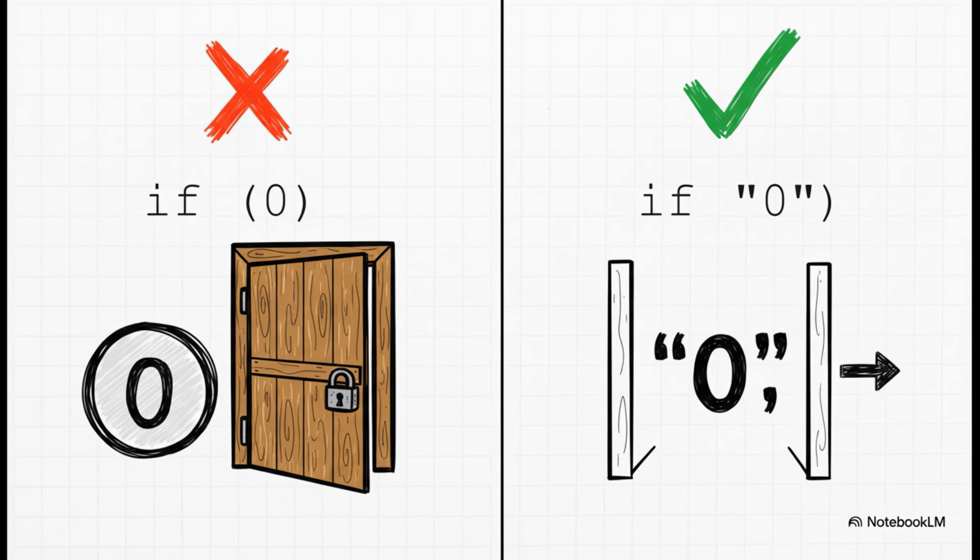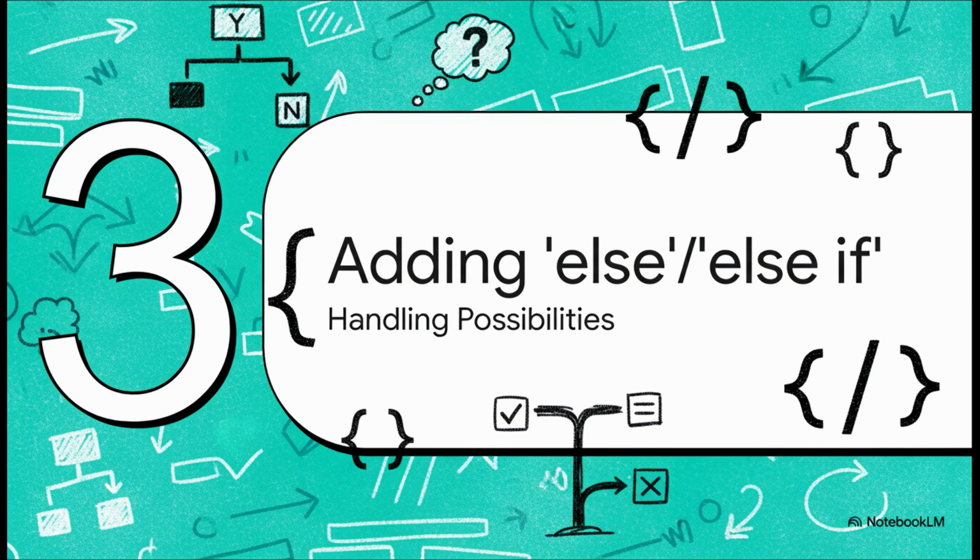So here's the bottom line, and this is a classic gotcha for new developers. If you write if (0), that code is never going to run because the number 0 is falsy. But, and this is the key part, if you write if ("0") with quotes, it will run. Why? Because now it's a string, and any non-empty string is always truthy, even if the only thing inside is the character 0. It's a subtle difference, but man, it is critical to understand. Okay, so the if statement is awesome for handling the true scenario.